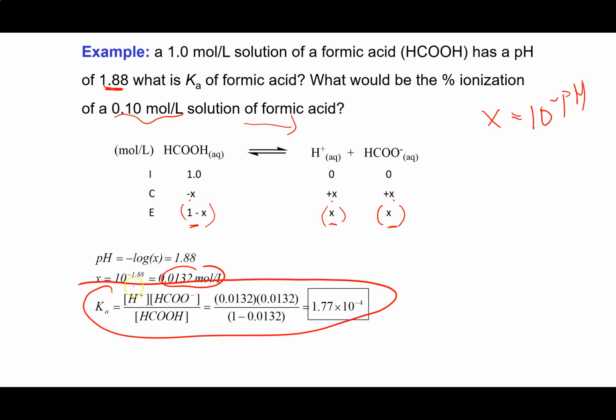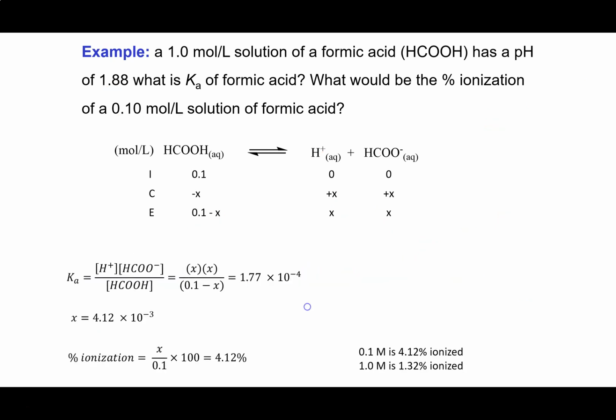So here we go, Ka is just our product ion concentrations divided by our reactant concentrations. I've done all of that and I've got Ka. Now the cool thing about Ka is, unlike the percent ionization, it's a constant. So I can use this to solve for my 0.1 mole per liter solution, right? Because this is a constant.